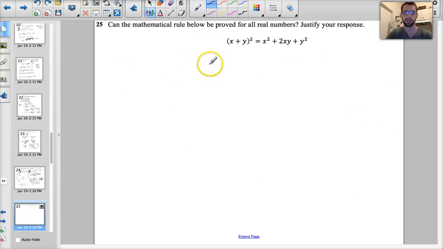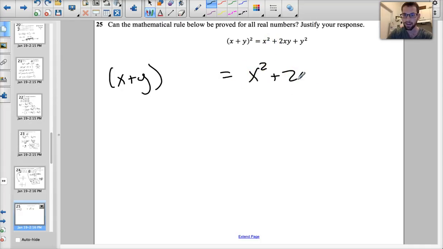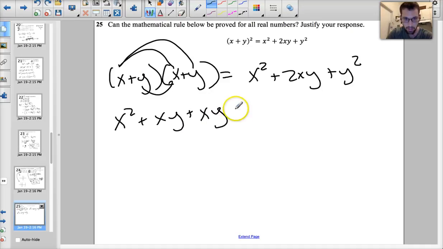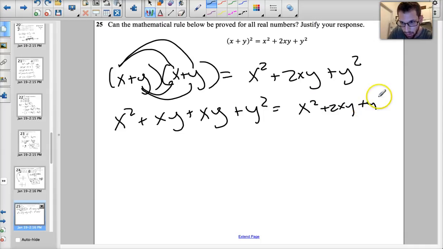All right, onwards. Number 25. Can this mathematical rule be proved for all real numbers? So the first thing I know is I just need to see if it's an identity. Because if it's an identity, then it's true for all real numbers. So x plus y squared means I'm taking x plus y and I'm multiplying it by itself. And when I do that, I get x squared plus xy plus yx or xy plus y squared, so x squared plus 2xy plus y squared.